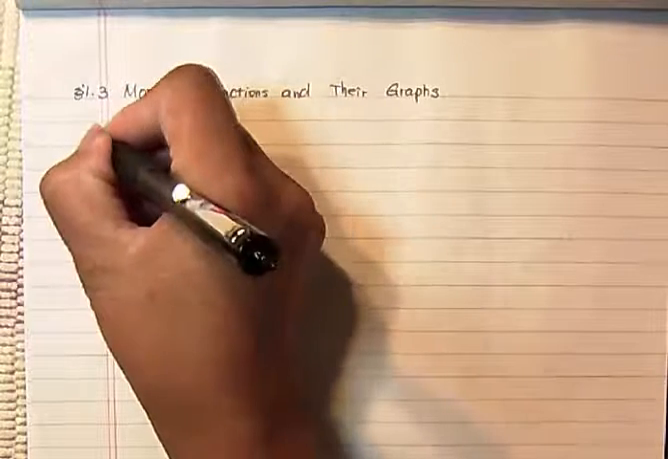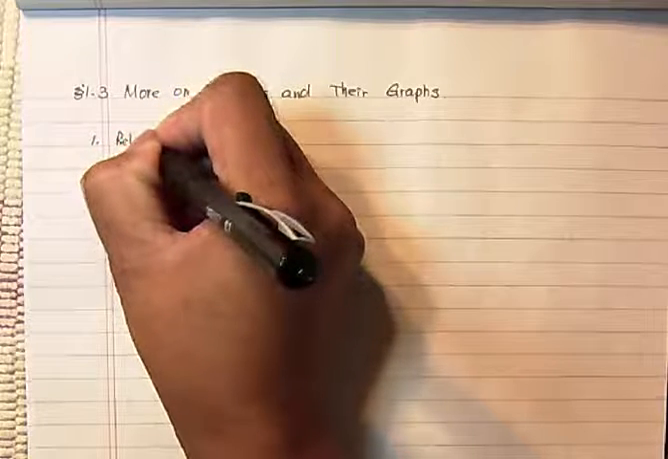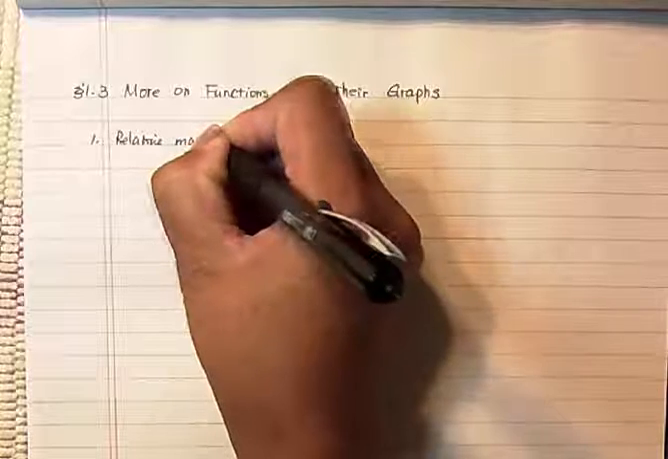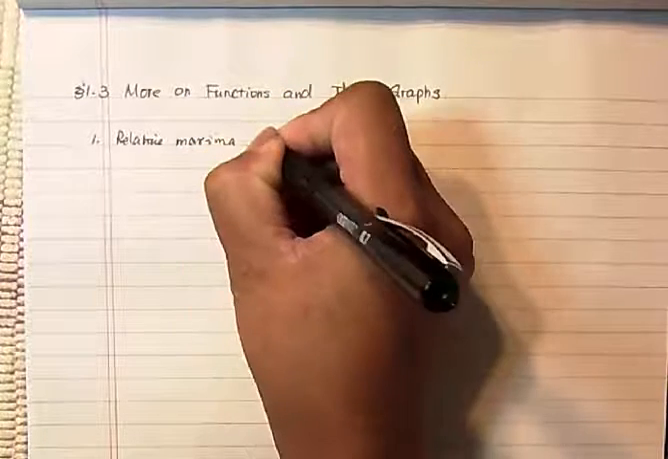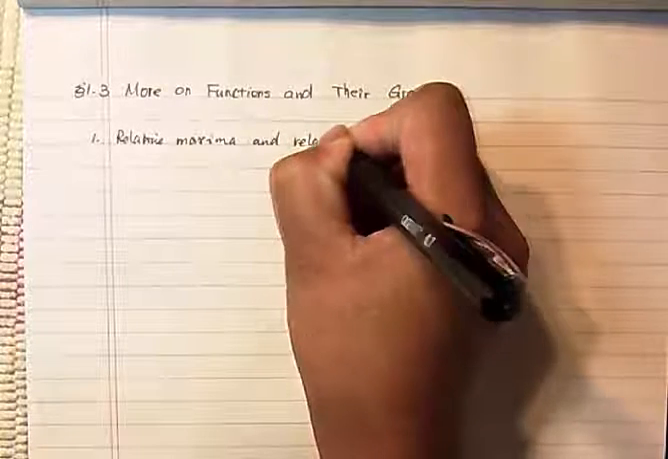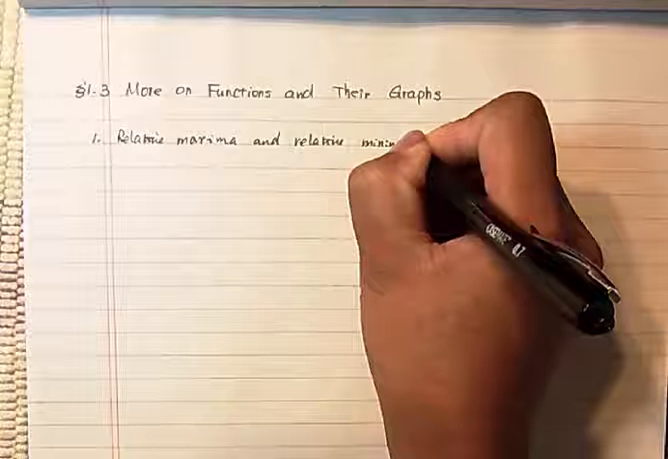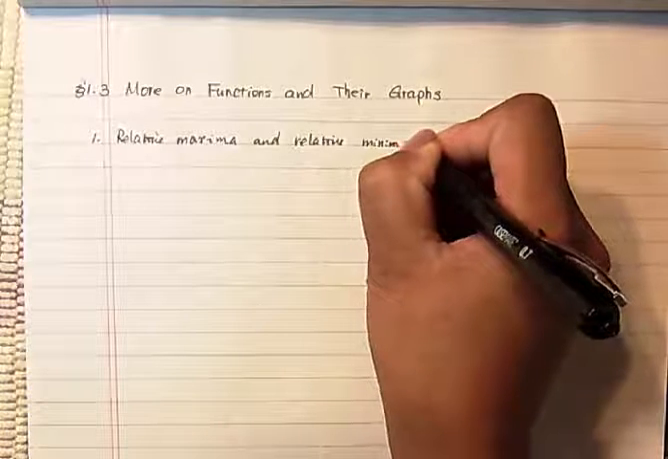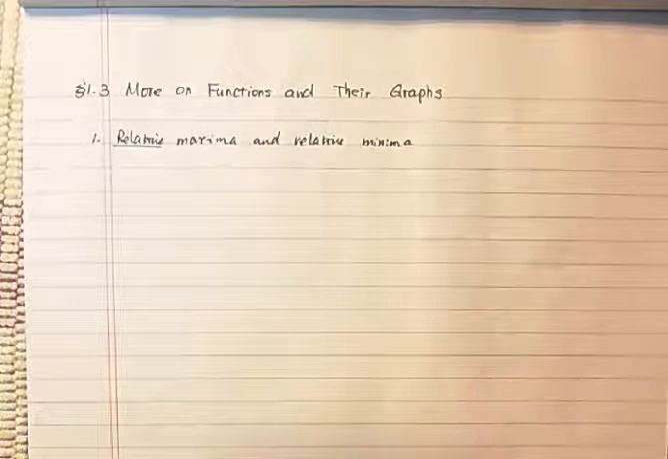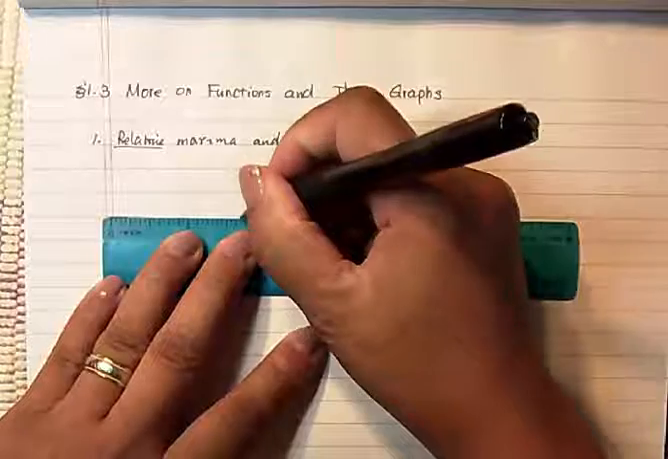Okay, so those are called relative maximum and relative minimum. So relative is because we are comparing with something. Okay, for instance, I'm just drawing a graph of a function.